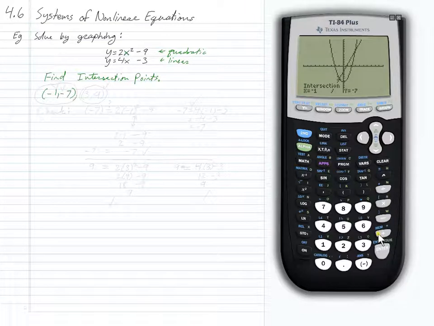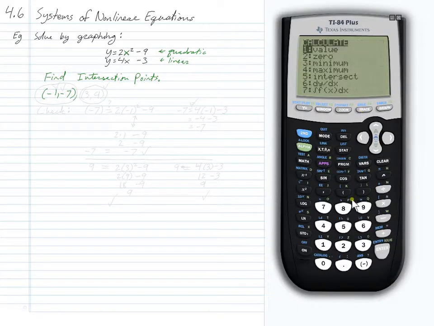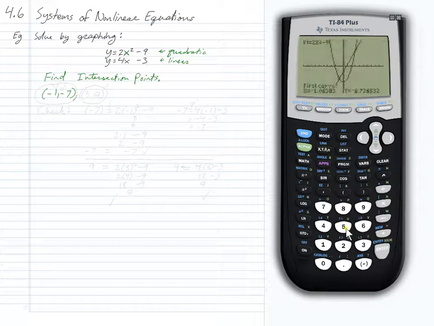Let's get into finding the other. So I'll do the same procedure. Second, calculate. Option 5 is the intersect. And at the moment we're on the parabola. And then if we select that, we jump to the line, select that, and come over near that other intersection point. Now back when we were solving linear systems in this way, we didn't have to be very careful with our guess. But now we can have multiple intersection points, so we have to be a little more careful to get near the point we actually want. And that intersection point is at 3, 9.